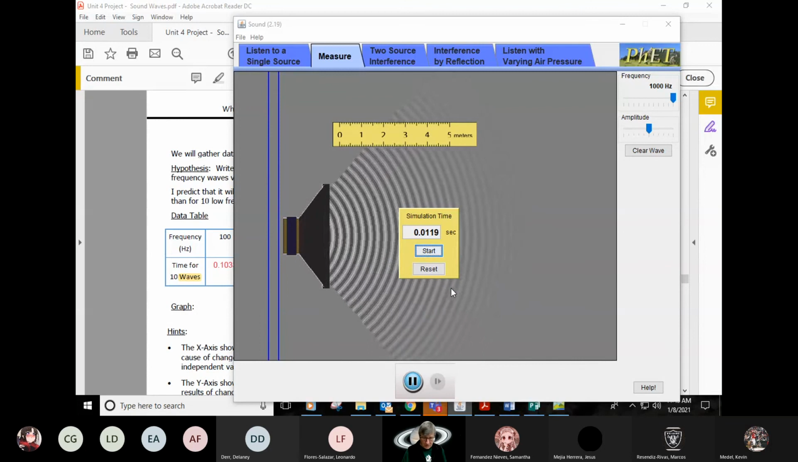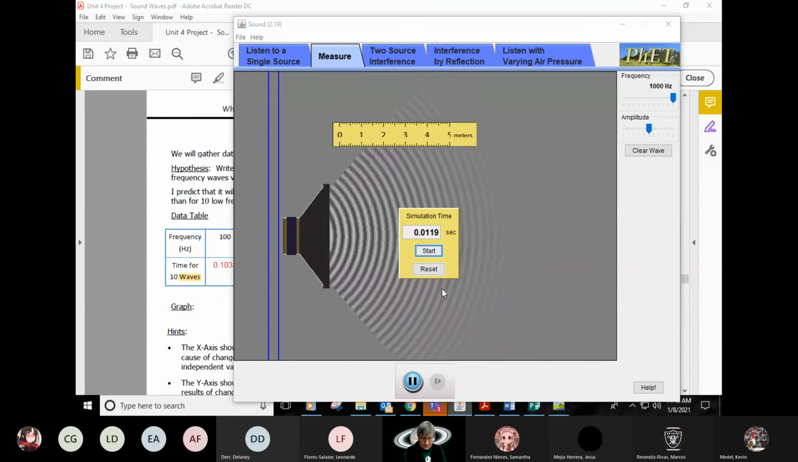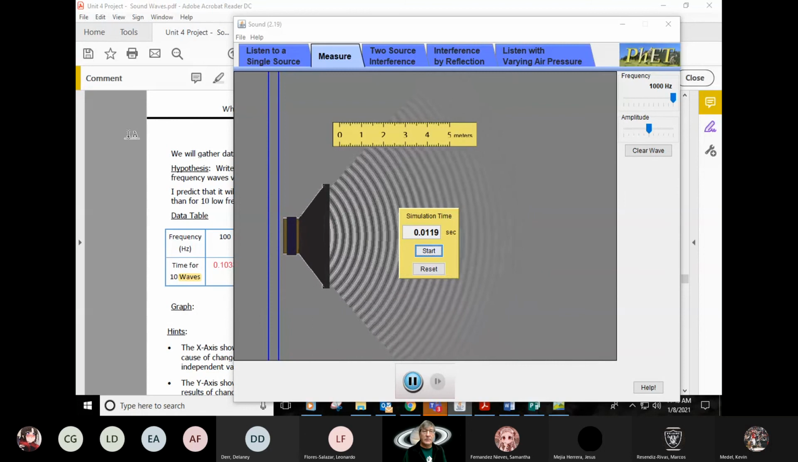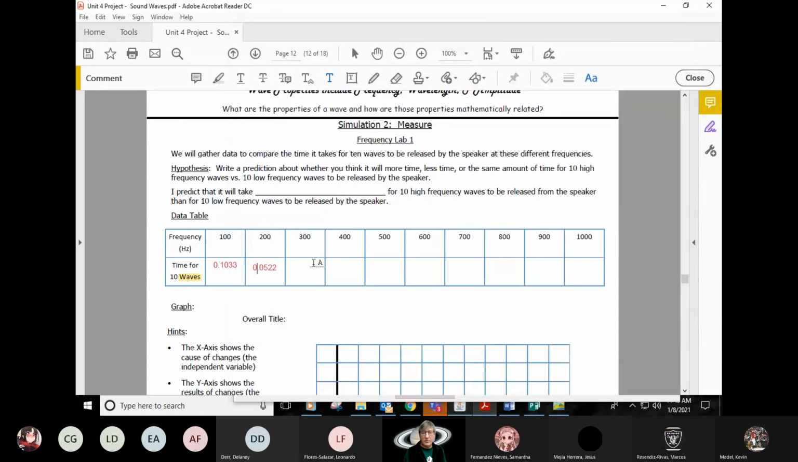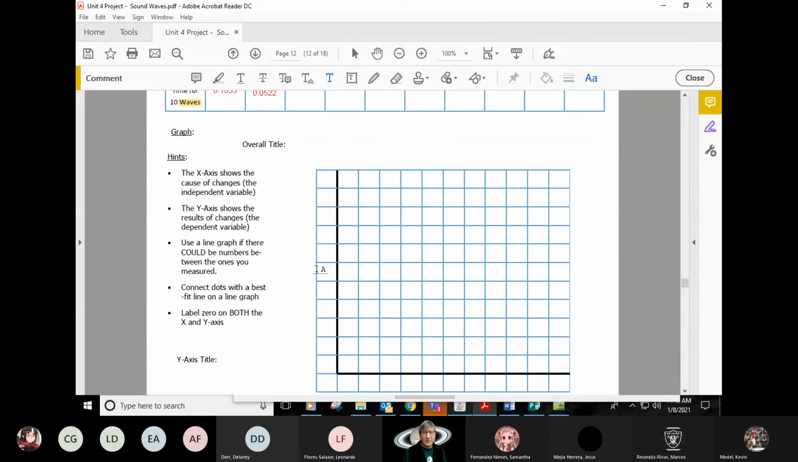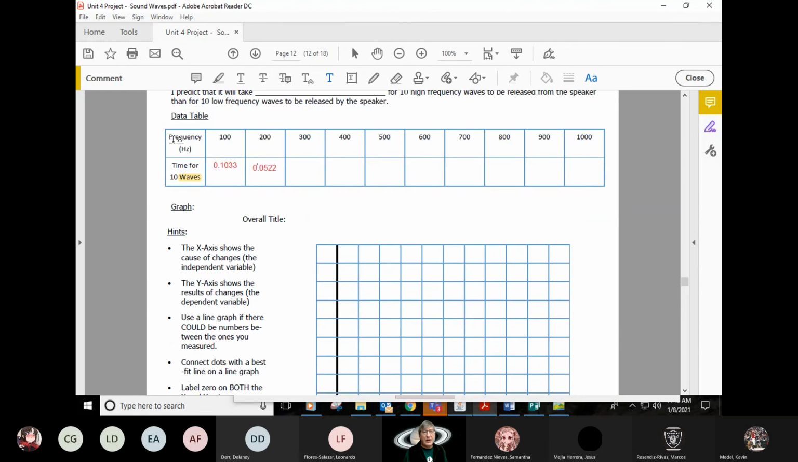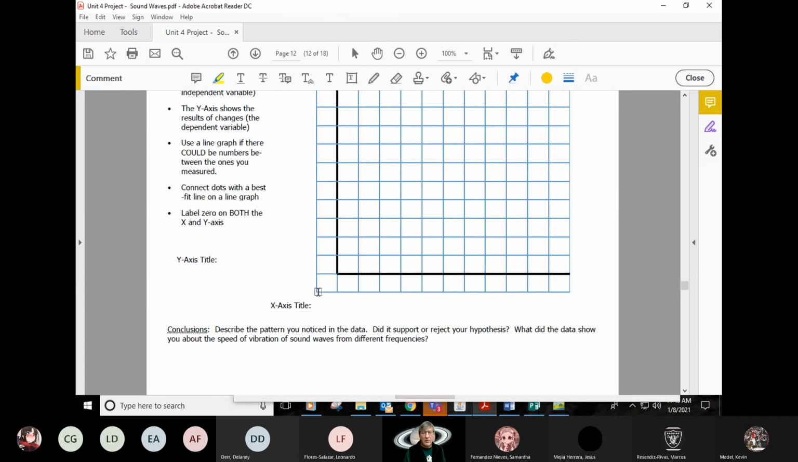Okay, now let's talk about what your graph should look like, and then I'm going to turn you loose to finish on your own. So first of all, we have these two variables: frequency and the time for 10 waves. One of your axes needs to show one of those. The other shows the other variable, right?